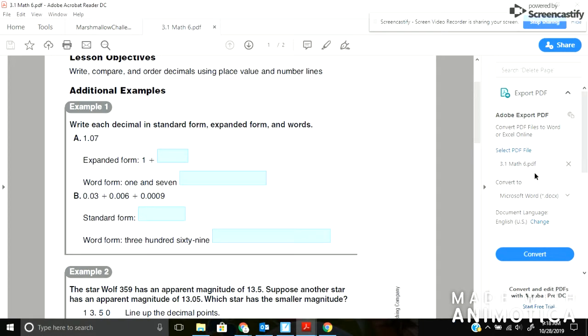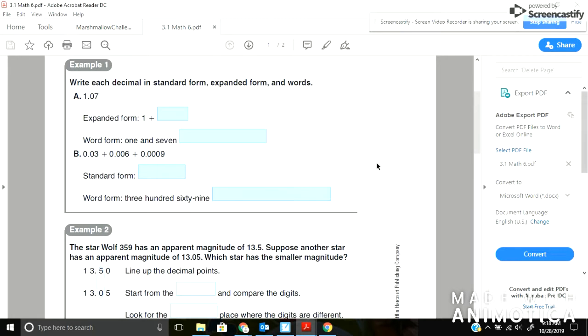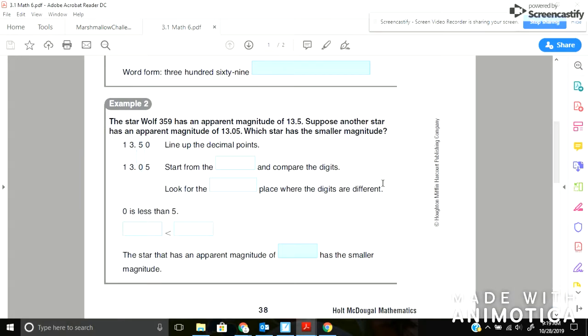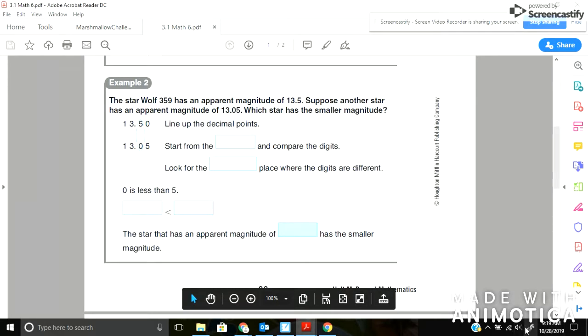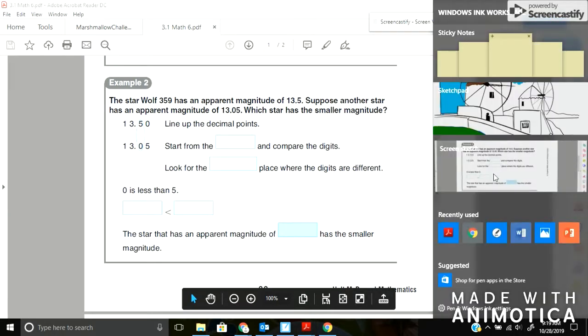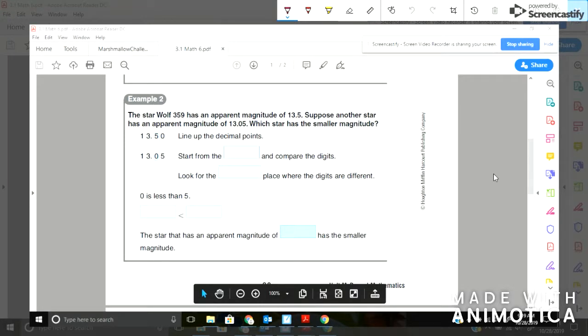Let's move on to the second example and see what we got. Looks like a word problem. The word problem says the star Wolf 359 has an apparent magnitude of 13.5. So this is a star in the sky, and they're talking about its magnitude. Usually the magnitude references how bright the star is. It says suppose another star has an apparent magnitude of 13.05. Which star has the smaller magnitude?